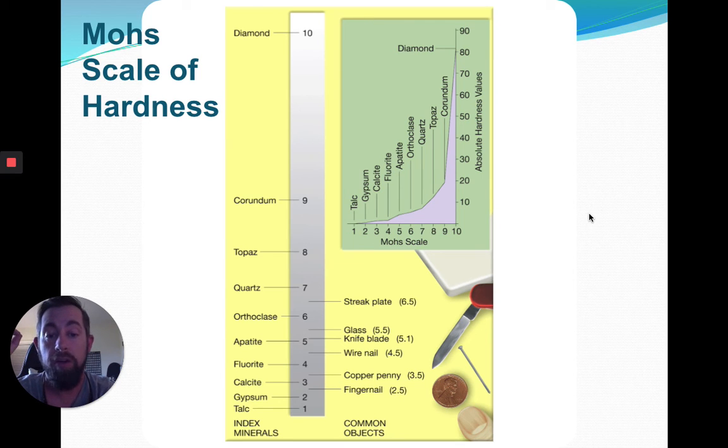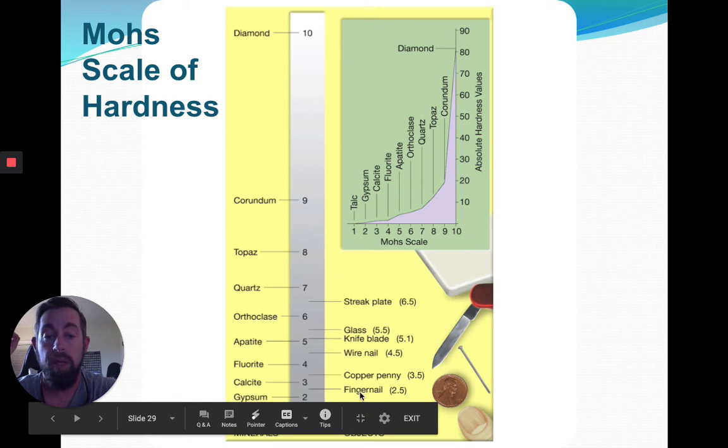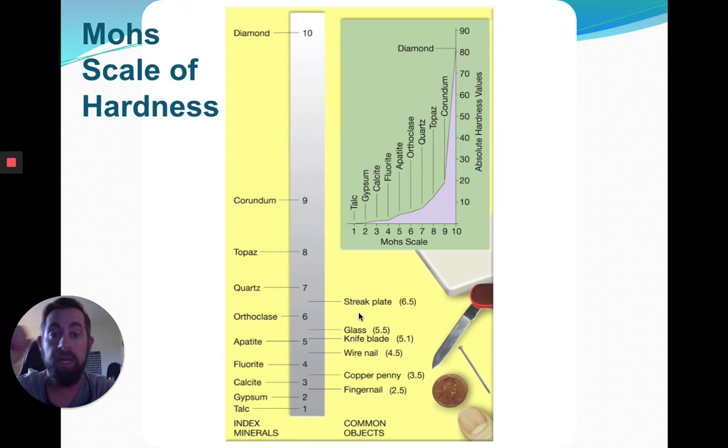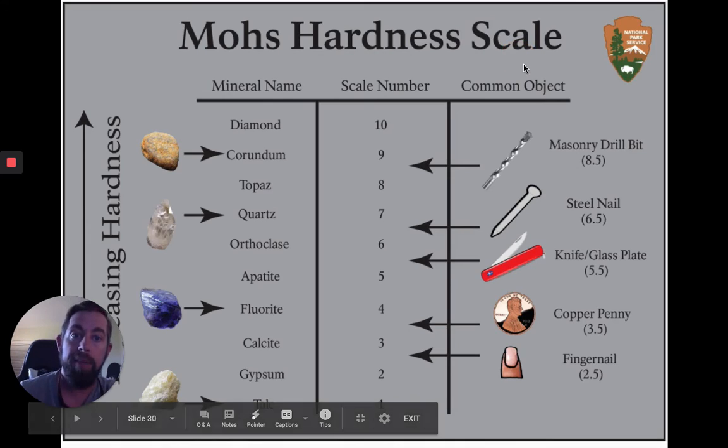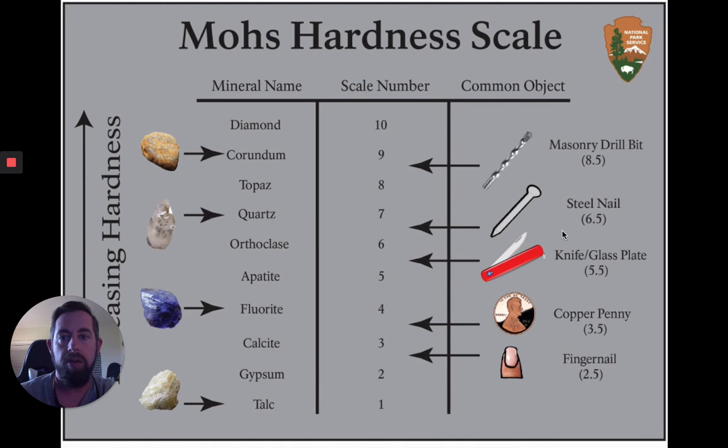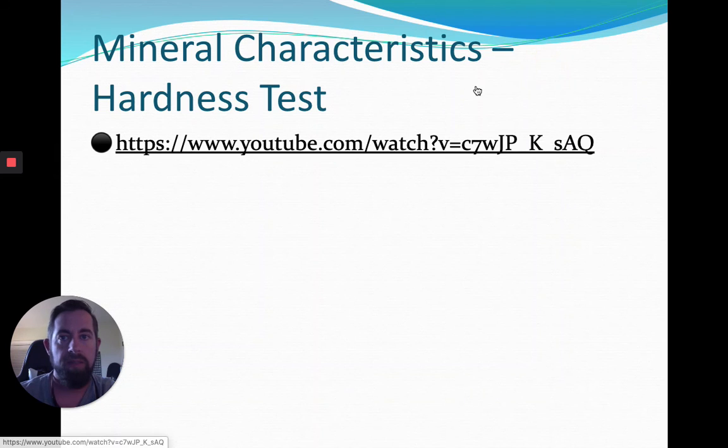Your fingernail is down here at the very, very bottom. Sorry, I'll point with my mouse. Your fingernail's down here at the very bottom. Diamonds up here at the top. But you can kind of see a streak plate, glass, knife blade, like how hard other things are. Now, a knife blade, a 5, that's really hard. So a diamond is really, really hard. Here you can kind of see some others.